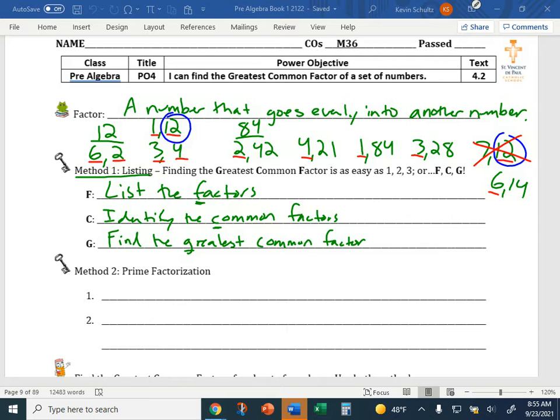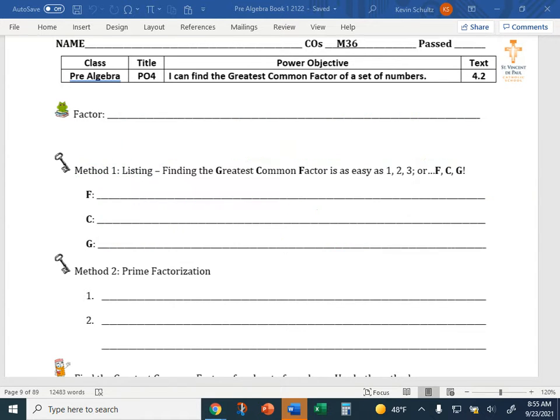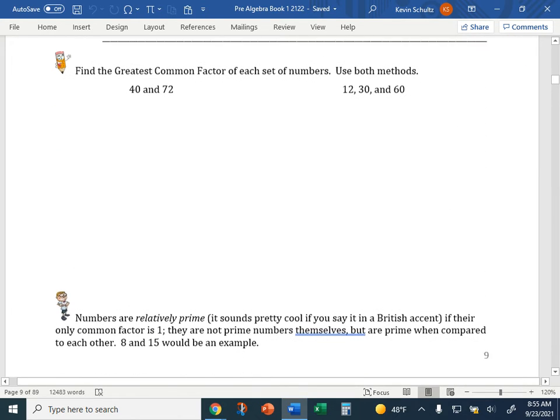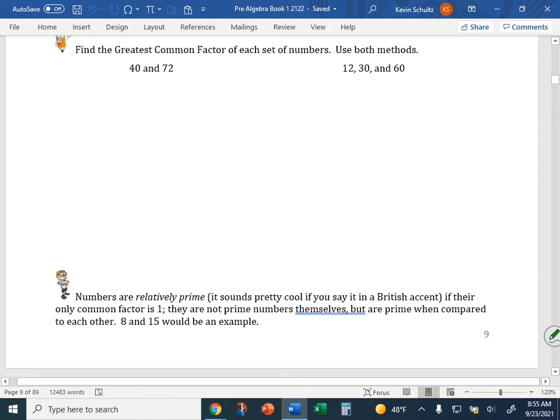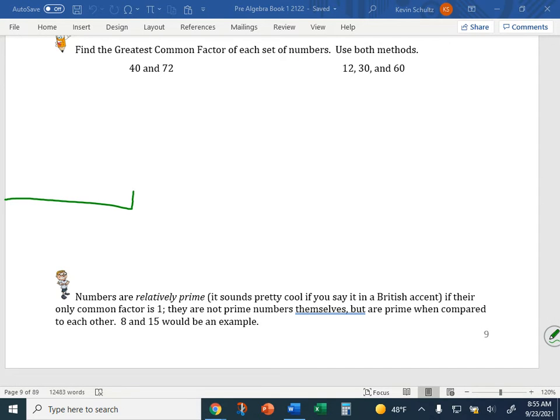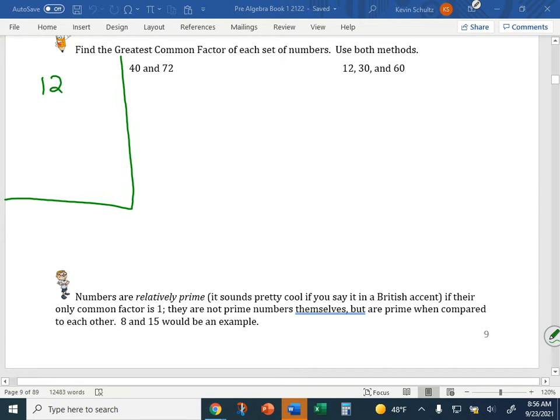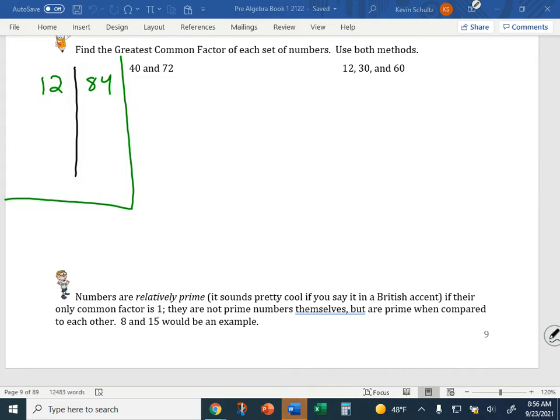So the other method I'm going to show you today is more methodical. Okay? It helps eliminate this issue here. And we're going to scroll down for that. And I'm going to do it over in the corner here, so we'll still have space for 40 and 72 there. I'm going to use multiple colors for this. I'm going to write the numbers 12 and 84. Okay? And then I'm going to box them out here. Put a line right here too.